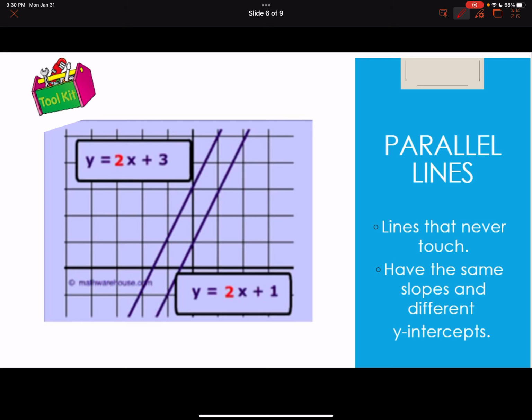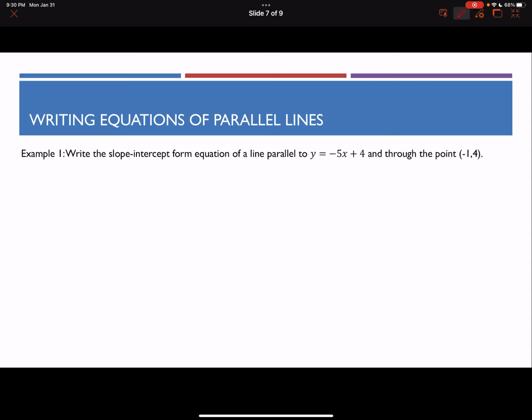All right, now that we know a little more about parallel lines, we ultimately want to be able to answer questions like this. Write the slope-intercept form equation of a line parallel to y = -5x + 4 and going through the point (-1, 4).